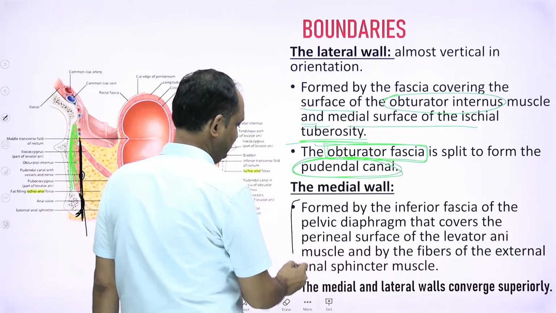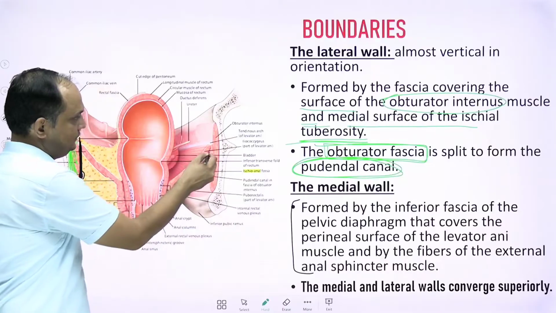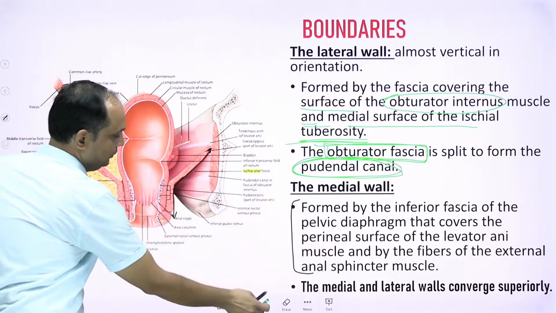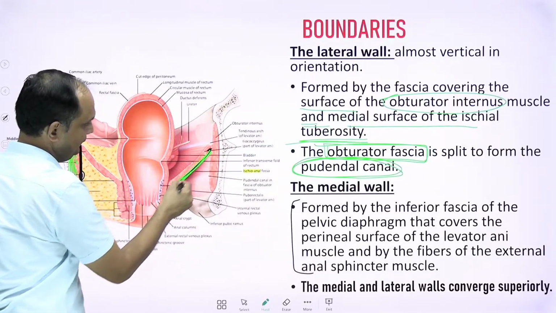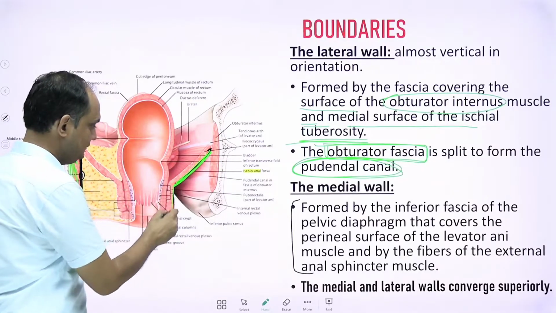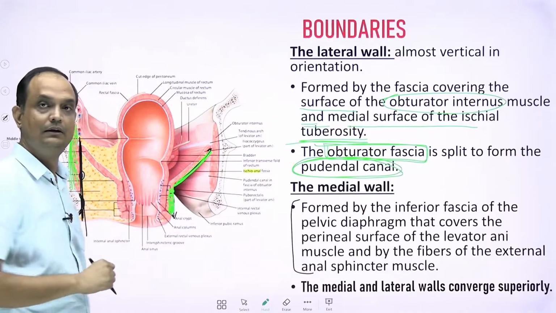So this is important. In this image, this is your medial wall, and this medial wall has two components. This part is formed by the inferior fascia which is covering the pelvic diaphragm, and this part is formed by the external sphincter of anal canal.